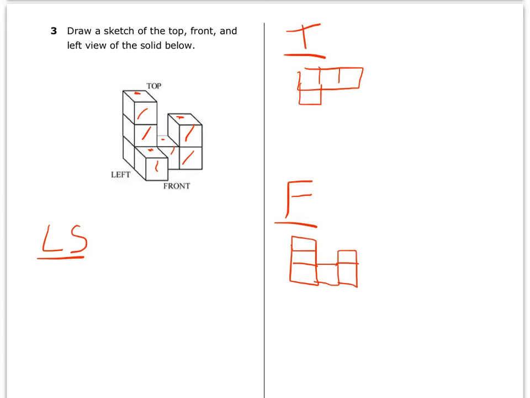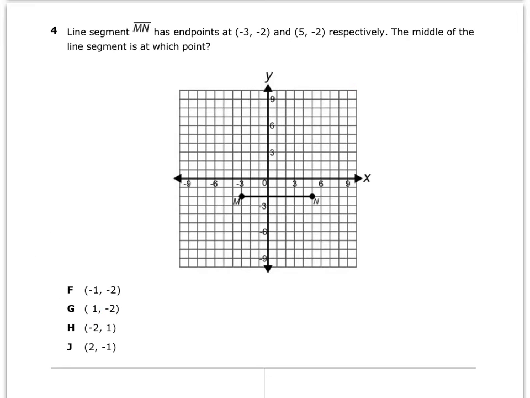Now on the left side we've got this face, this face, this face, and this face. We also have this face, but can we see it? No, that's going to be blocked. So all we have is what looks kind of like an L. And that's all we have to do to draw that. It's an easy test, I think.